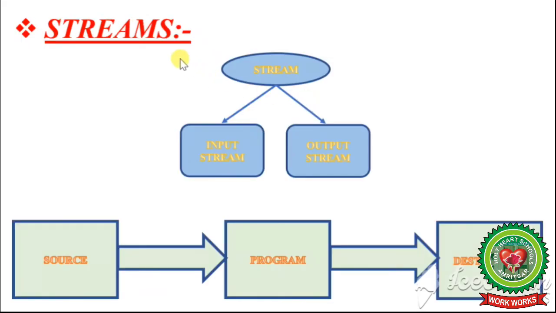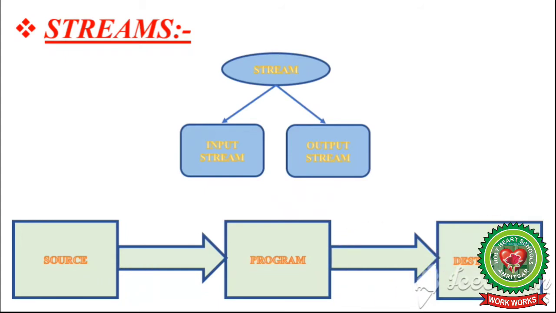The next topic is streams. A stream is a sequence of data. There are two kinds of stream. Number 1, input stream, that is used to read data from a source. And number 2, output stream, that is used to write data to a destination. This diagram illustrates how a program is read from the data source and then its output is displayed on the destination.